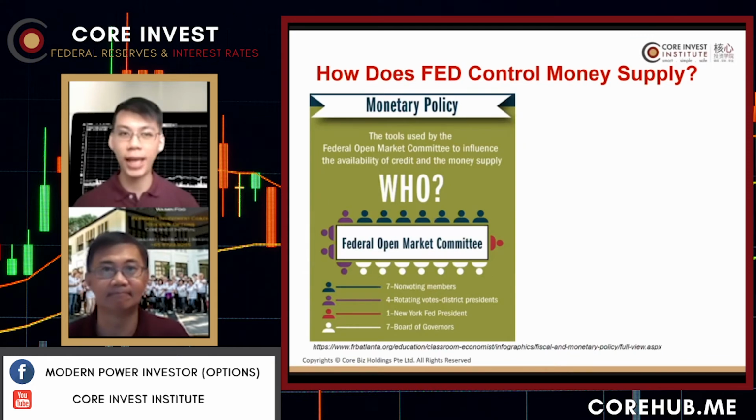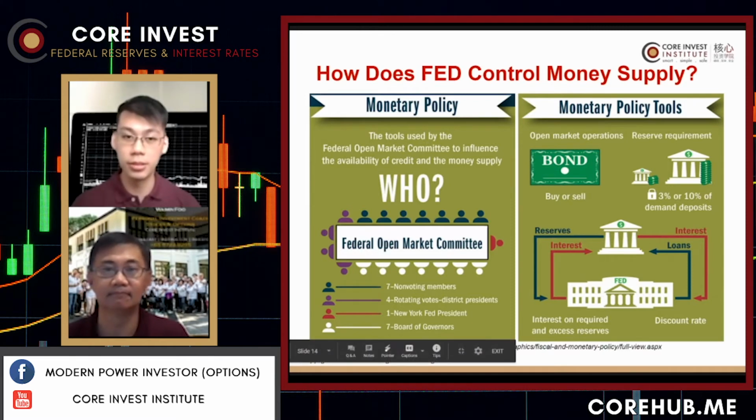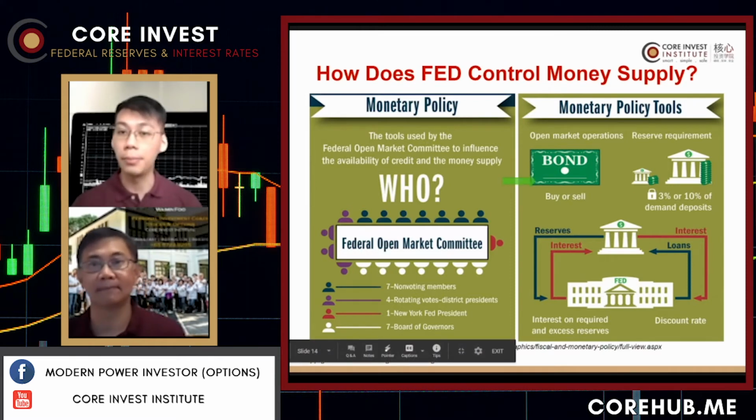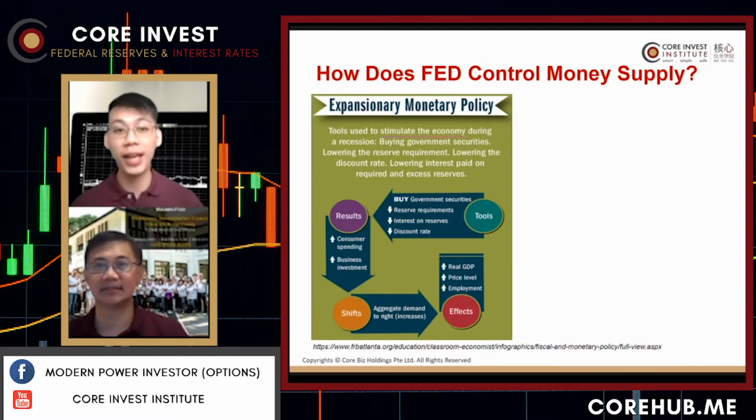So how does the Fed control money supply? Okay, and you can see that, as Wai Min has shared, the different types of people who are in the FOMC. So what are the tools they are using to influence the credit and money supply? Basically, they are looking at 3 tools. Number 1, they can buy or sell bonds on the open market operations. They can also control the reserve requirement in the banks, either 3 or 10%. And they are also able to control the discount rate and the interest on required and excessive reserves.